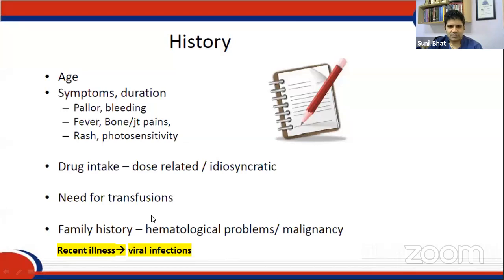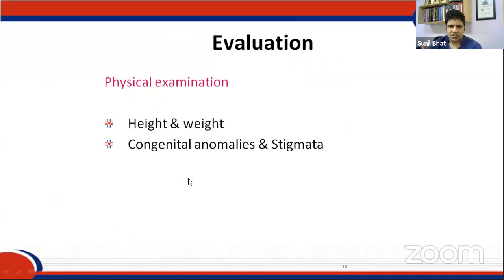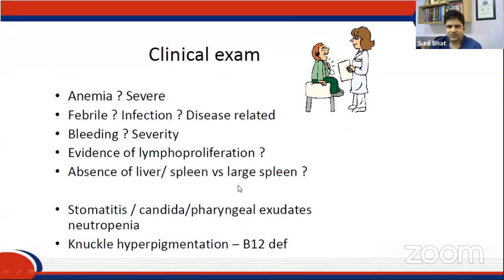And sometimes the patient may currently be relatively well, but there may be a recent history of viral illness, maybe a few weeks or a few months preceding the presentation. So a very detailed history is very important. We are pediatricians and we always need to put a lot of stress on height and weight and the general physical examination, especially looking for congenital anomalies and stigmata of bone marrow failure syndromes. I'll explain what those are a little later on. So those are some things which we need to really put our effort into identifying.